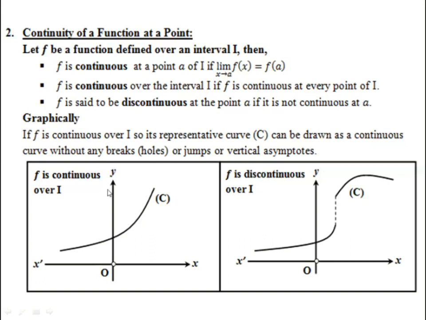Here's the graphical interpretation of the continuity of a function. If f is continuous over an interval I, then its representative curve C can be drawn as a continuous curve without any breaks, holes, jumps or vertical asymptotes. So here in the following figure, C is a curve representing a continuous function. Here, C is a curve representing a discontinuous function at this point, because here we have a jump.